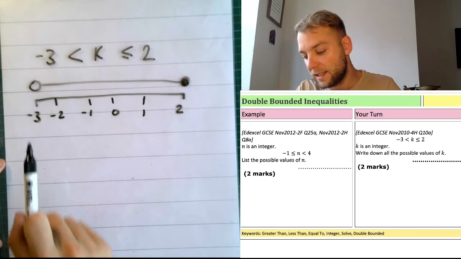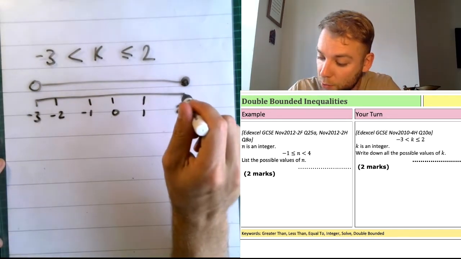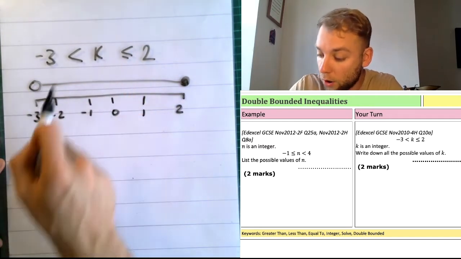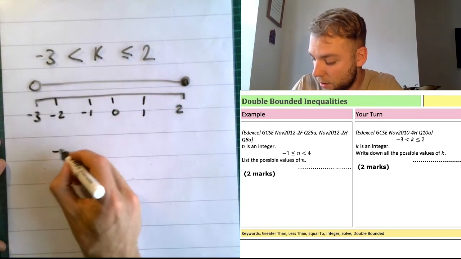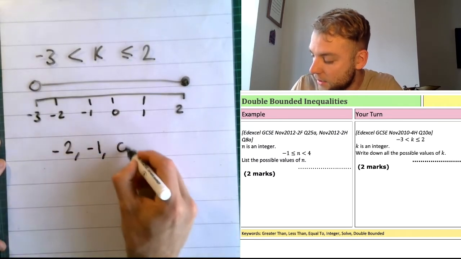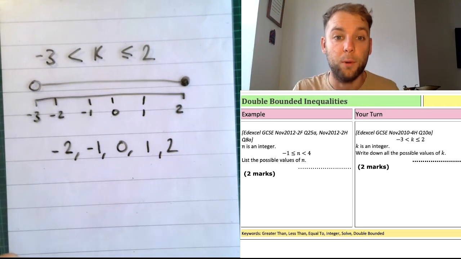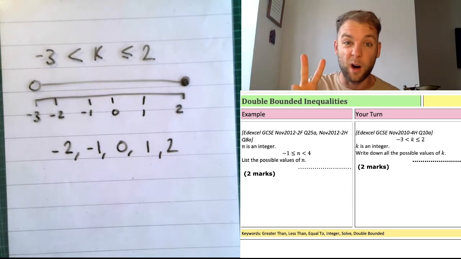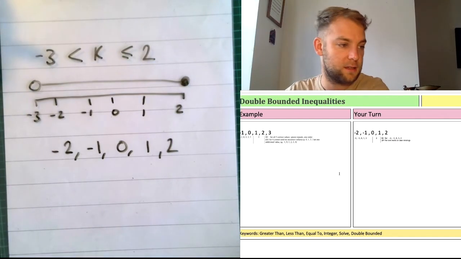So with this, it's everything between negative 3 and 2, including 2, because it's equal to, but not including negative 3. So it just starts with negative 2, negative 1, 0, 1, and 2. So these are all the integers, the whole numbers that satisfy this, and that's worth 2 marks, which is quite a lot. Okay, so let's just check those answers.